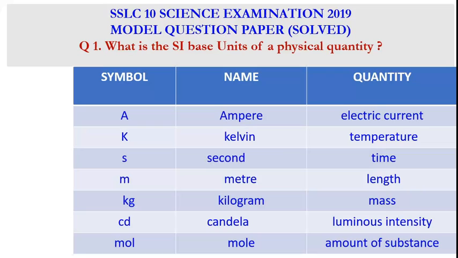For example, they will ask, what is the SI base unit of the physical quantity electric current? Then you have to answer, the name is ampere and the symbol is A. That is, the SI base unit of the physical quantity electric current is ampere. The symbol is A. Like this you have to answer.